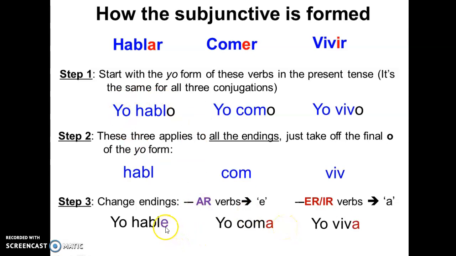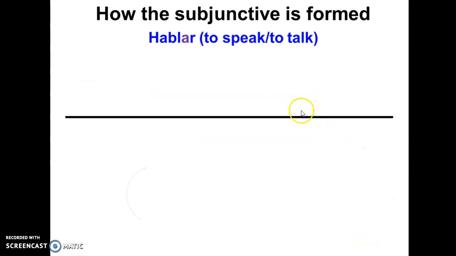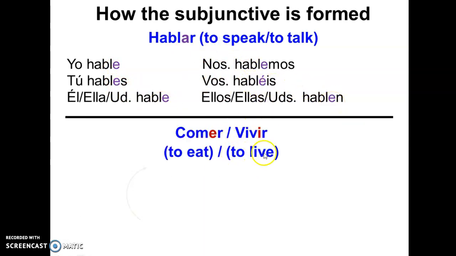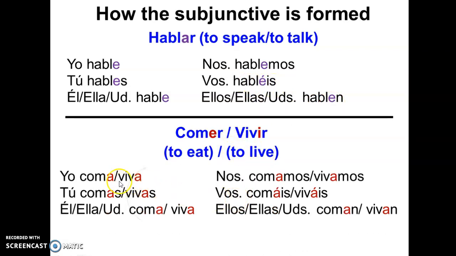Hable, this is my subjunctive first person yo. Hable, coma, viva. Okay, that's how it's formed. For example, these are the conjugations. Hablar: hable, hables, hable, hablemos, habléis, hablen. Comer, vivir: coma, viva, comas, vivas, coma, viva. These are the same. As you can see, for first person and third person, it's the same conjugation.